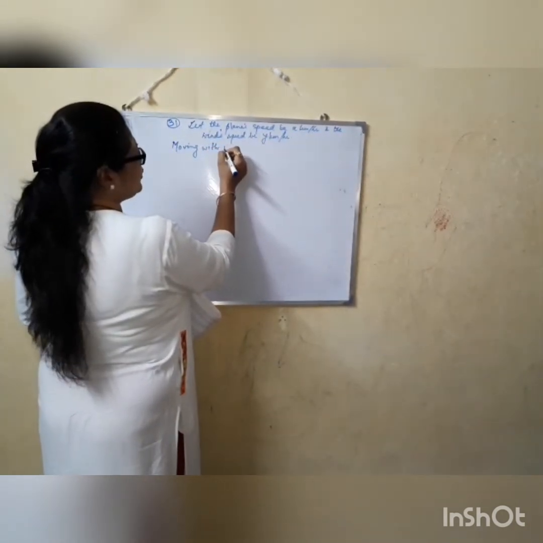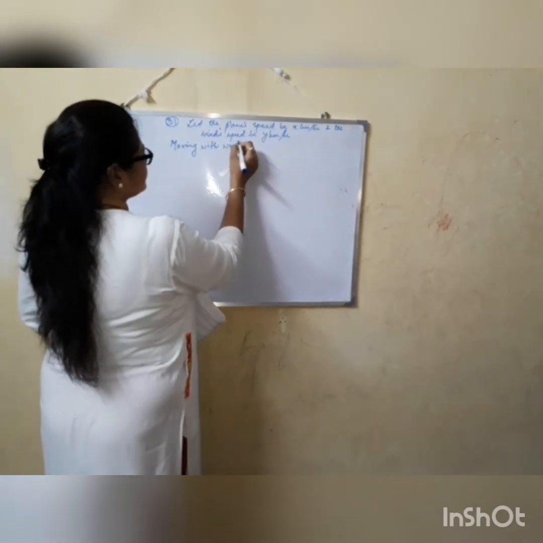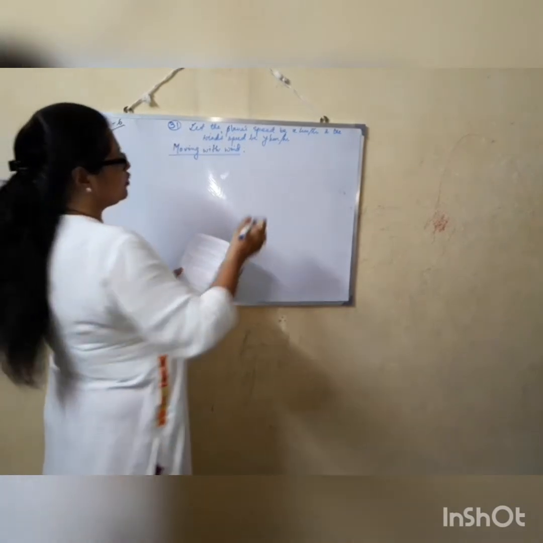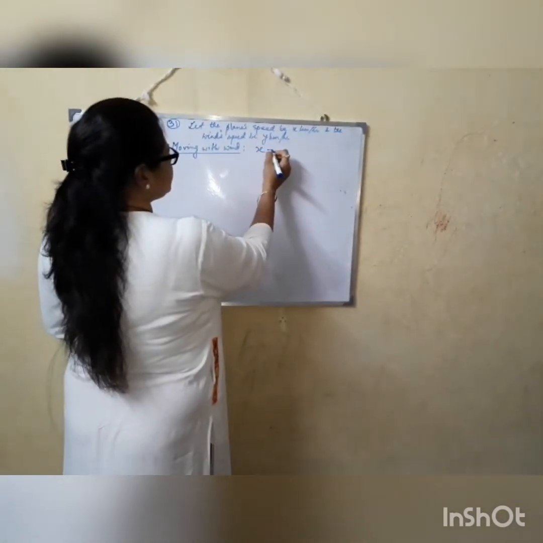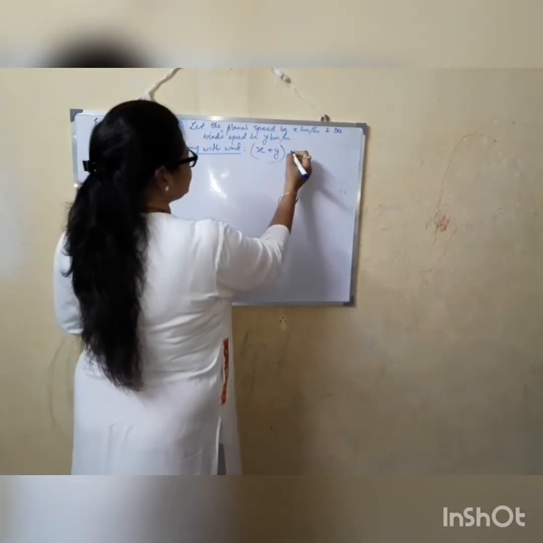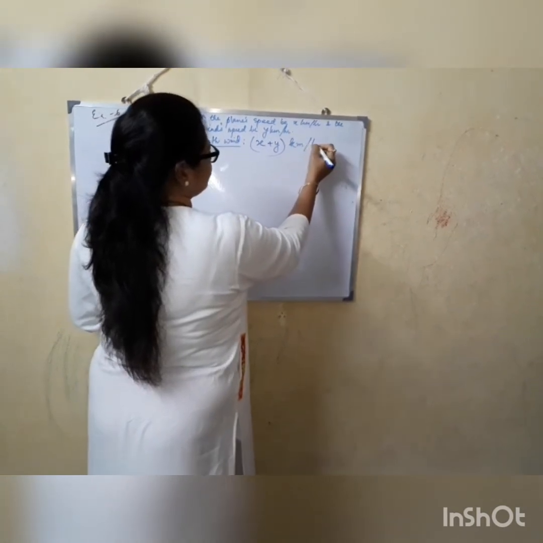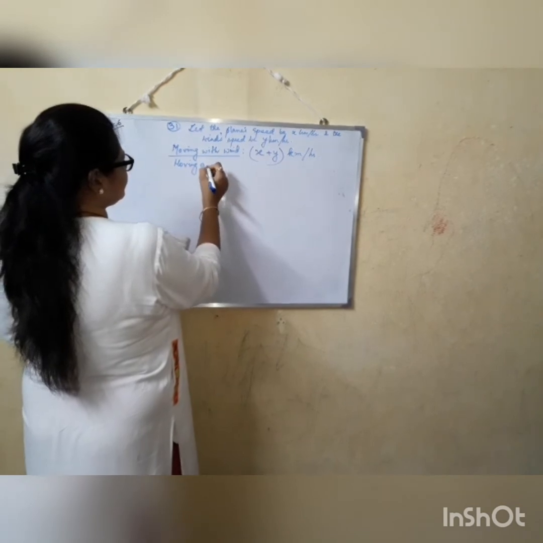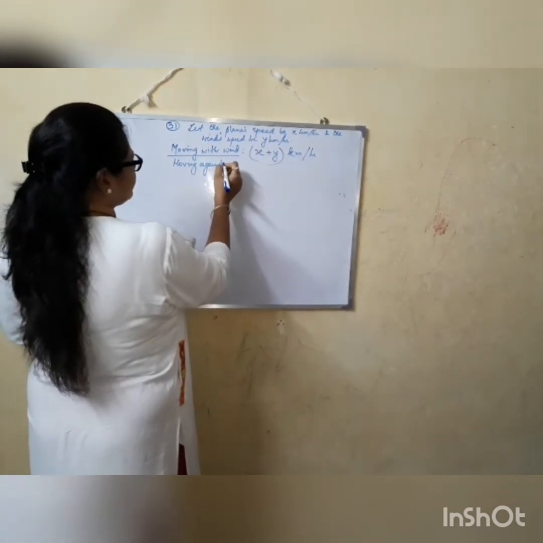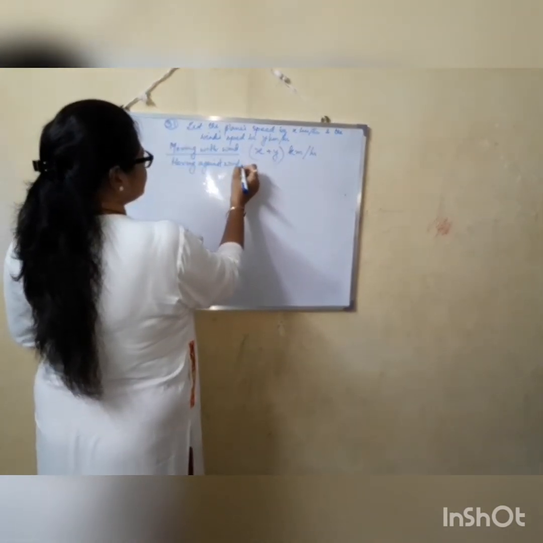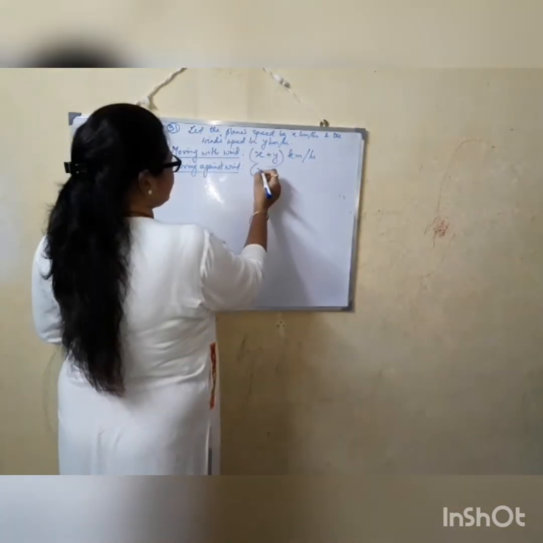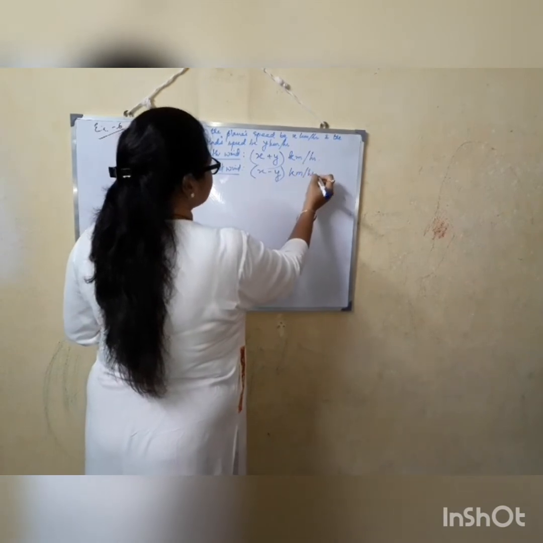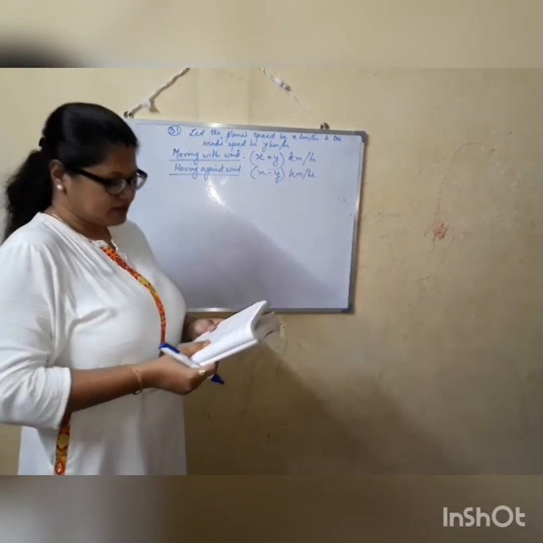is moving with the wind, that means the direction in which the wind is moving, what happens with the speeds? The speeds get added up. And if it is moving against the wind, then the speeds get subtracted. We subtract the speed of the wind from the speed of the plane.